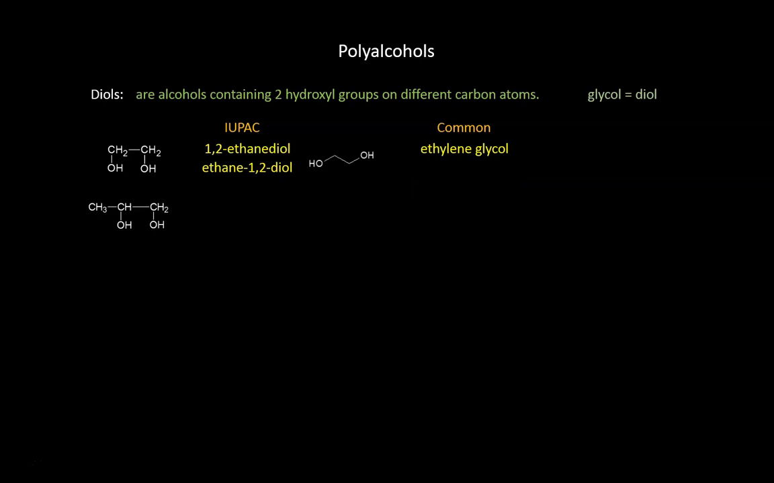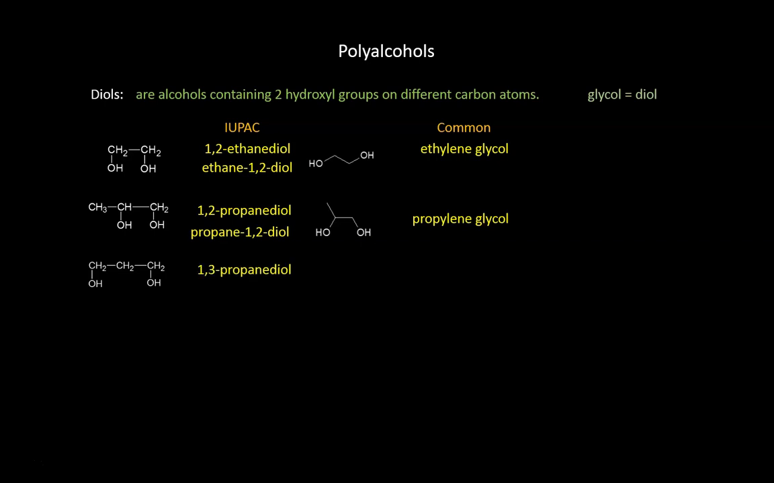This one has 3 carbons with 2 hydroxyl groups on a propane skeleton. The name is 1,2-propanediol, or propane-1,2-diol. Here is a line diagram. It too has a common name, propylene glycol. The final example is named 1,3-propanediol, or propane-1,3-diol. A line diagram.